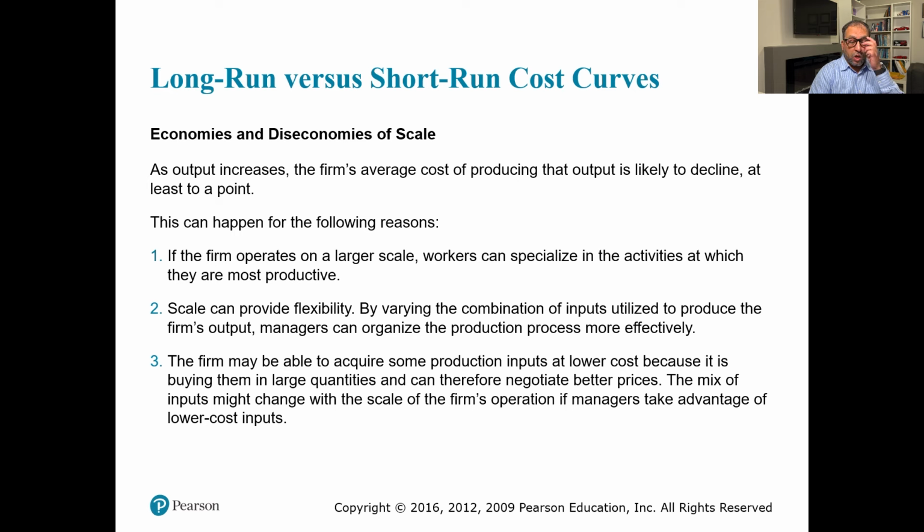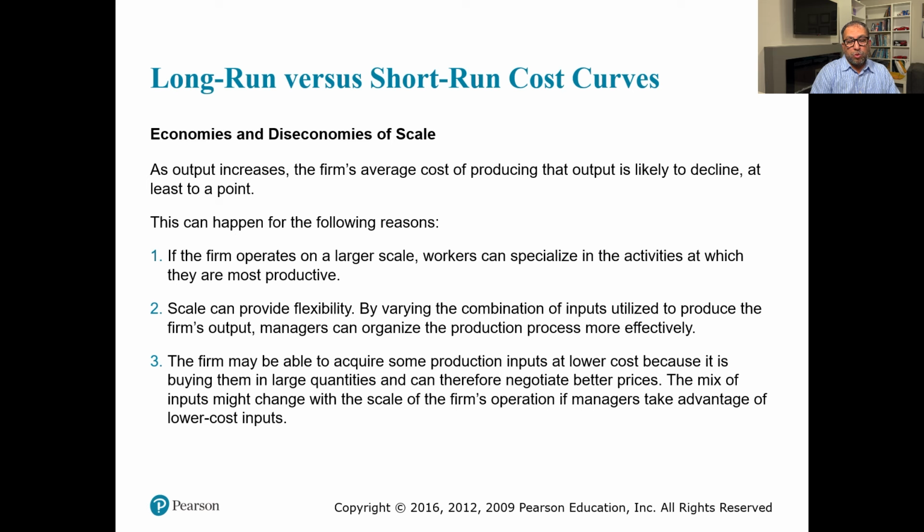Now, why do economies of scale happen? When we produce more, the firm operates on a larger scale. Workers can specialize in activities at which they are most productive. So productivity increases because workers are doing a similar type of job repeatedly. Scale can provide flexibility by varying the combination of inputs utilized to produce the firm's output. Managers can organize the production process more effectively.